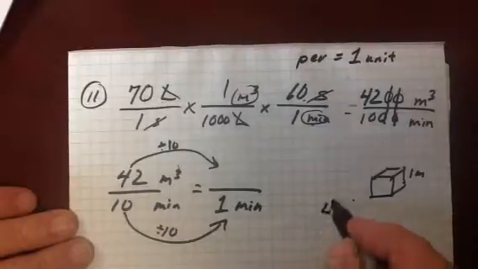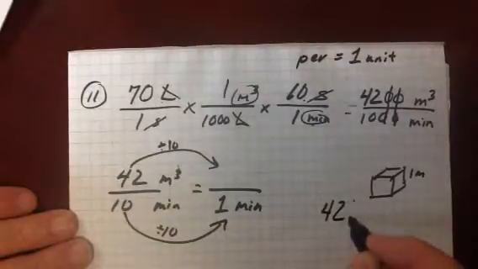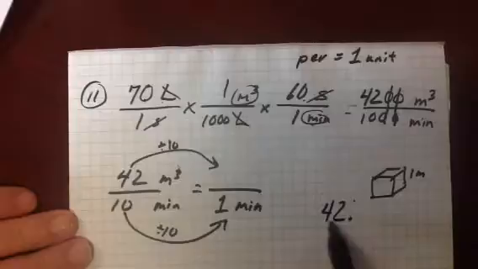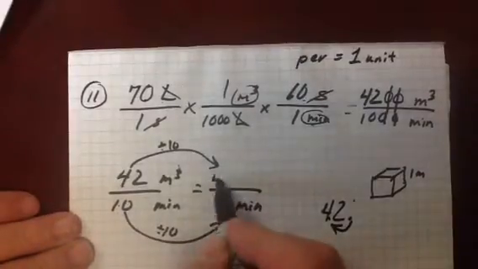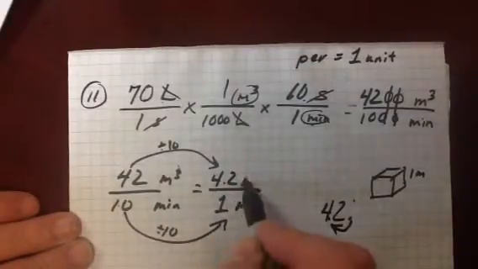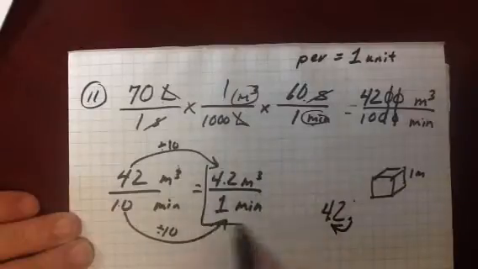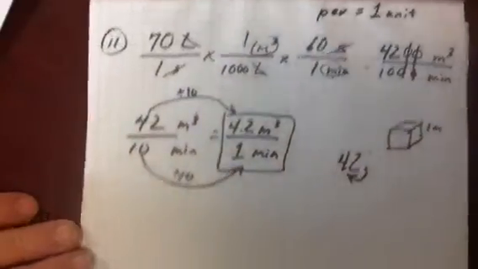So one way we can do that is 42, put our decimal point at the end. Always, if it has no decimal point, it goes at the end after the ones. And to divide by 10, move back one place because 10 has 1 zero. So 4.2 cubic meters per 1 minute.